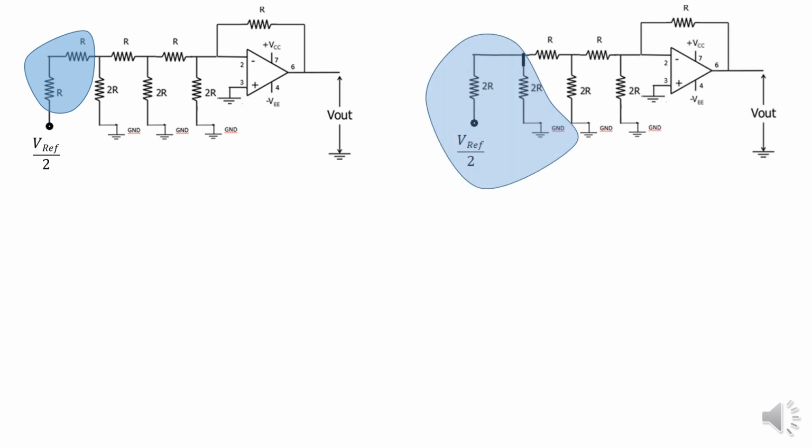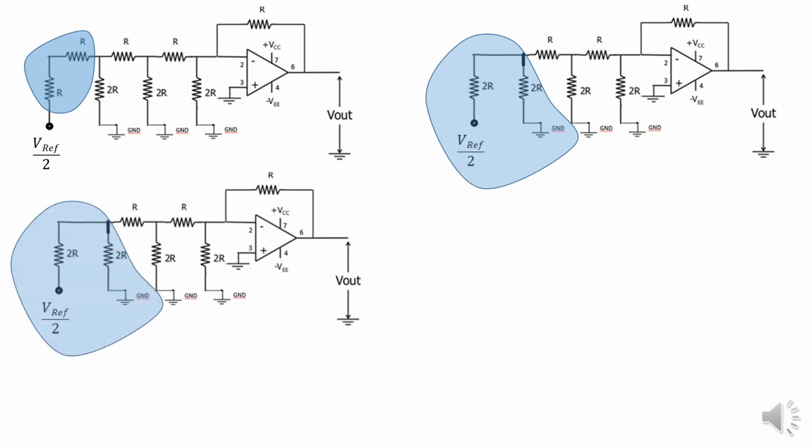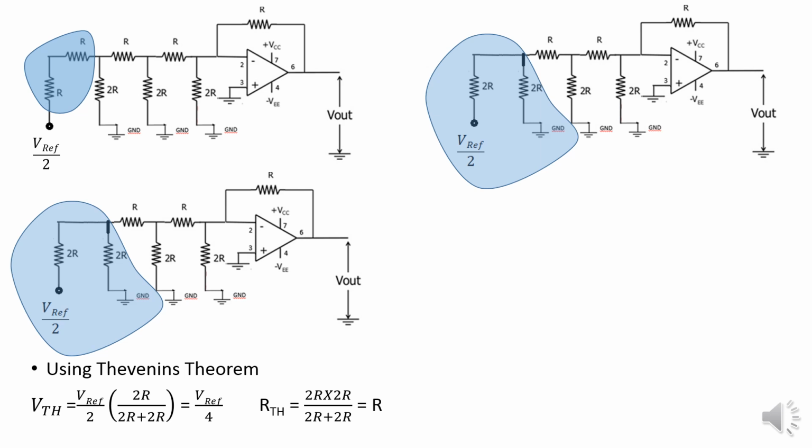So the two resistors are made into one 2R, okay, with applied V reference by 2. Now once again, if you see the highlighted portion, same circuit will appear with different reference voltage. Now the reference voltage is VTH, which is V reference by 2. Again using the same formula, we can reduce the circuit using Thevenin's theorem.